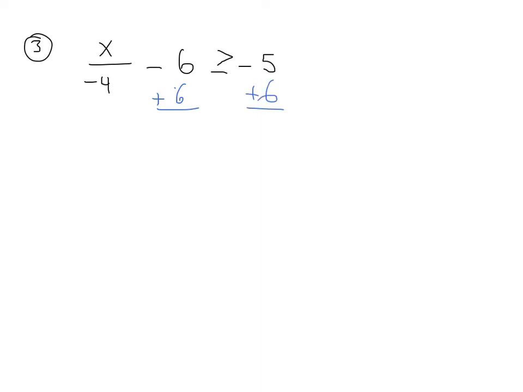And so I'm left with x over negative 4. Those cancel or become 0. Greater than or equal to negative 5 plus 6.